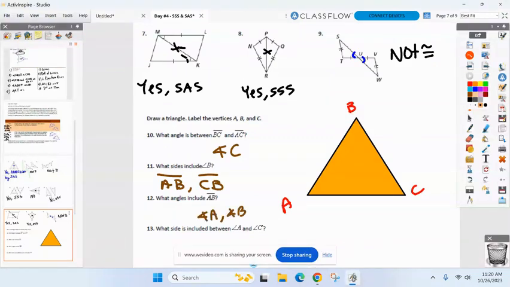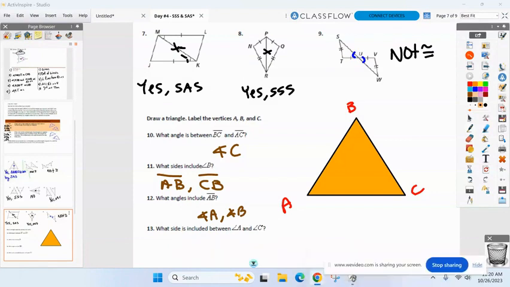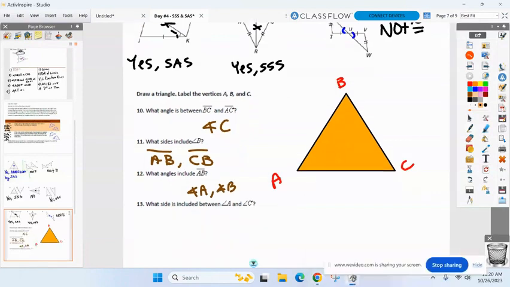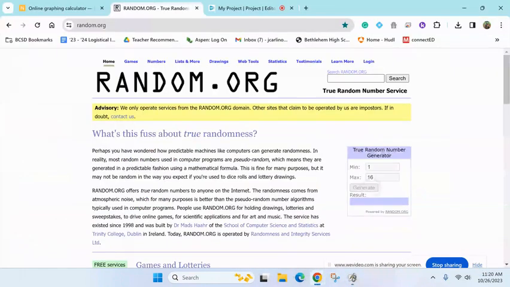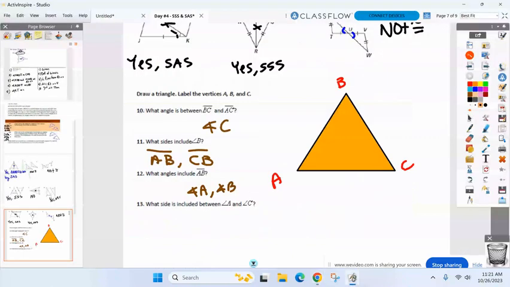And then finally, what side includes angle A and C? What side's in between A and C? Angles A and angle C, what side's in between? 1, 5, Gabby? AC. Good work, everyone. So everyone all right on in between.